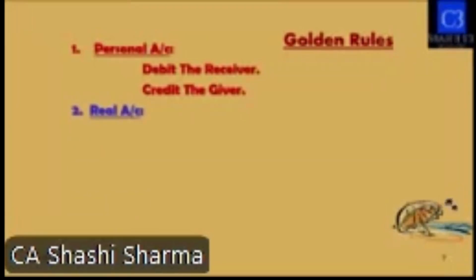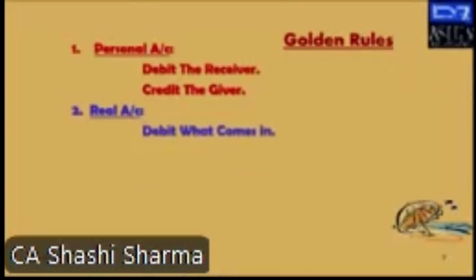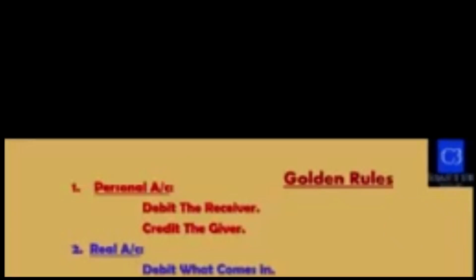So there are two rules for every kind of account, every category of account. For personal account, debit the receiver, credit the giver. Similarly, for real account, there are two rules. Debit what comes in and credit what goes out. These are the rules. These two rules are related to things, objects.